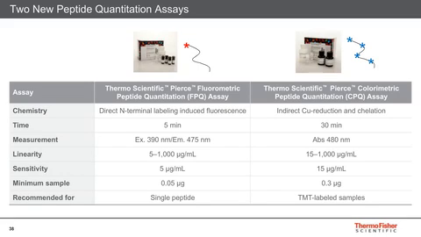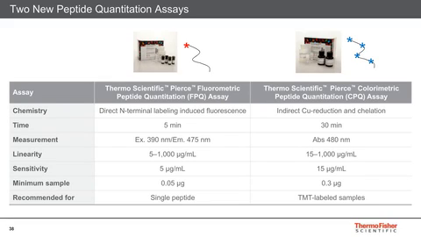We recently developed 2 new peptide assays to measure peptide concentrations from a wide variety of protein digests. As shown here, we have the Thermo Scientific Pierce fluorometric peptide quantitation and the Thermo Scientific Pierce colorimetric peptide quantitation assay.